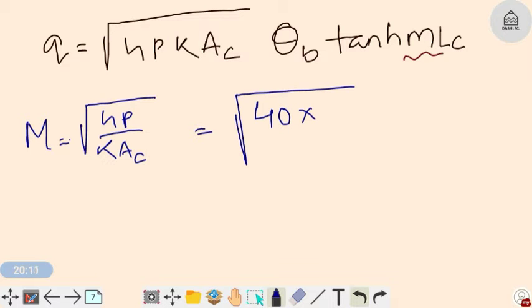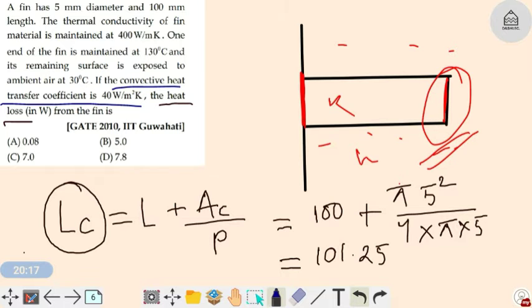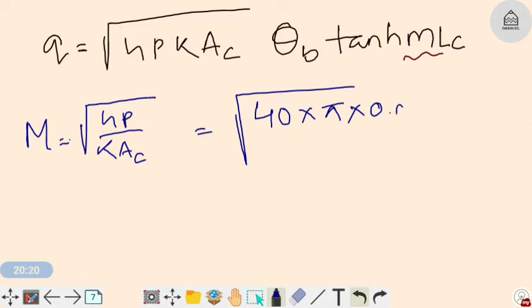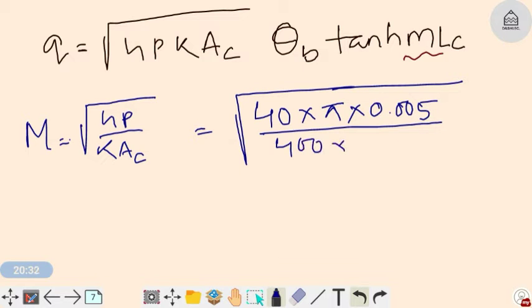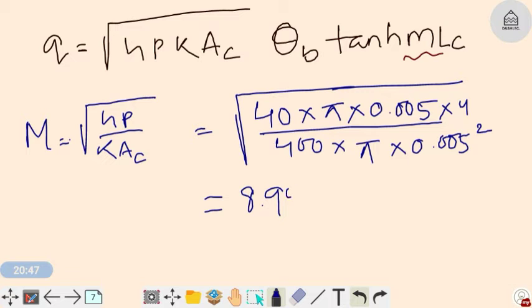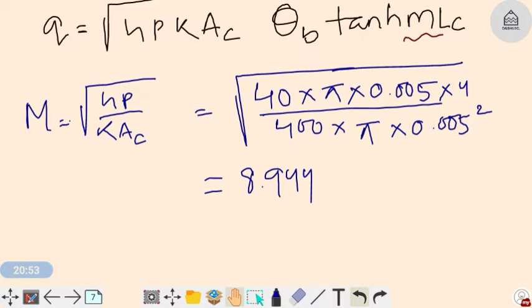P is pi into d. Now I need to put it in meters. d is 5 mm, 0.005, divided by k. k is 400, Ac is pi by 4 d square, 0.005 square. So my m value will come 8.944.